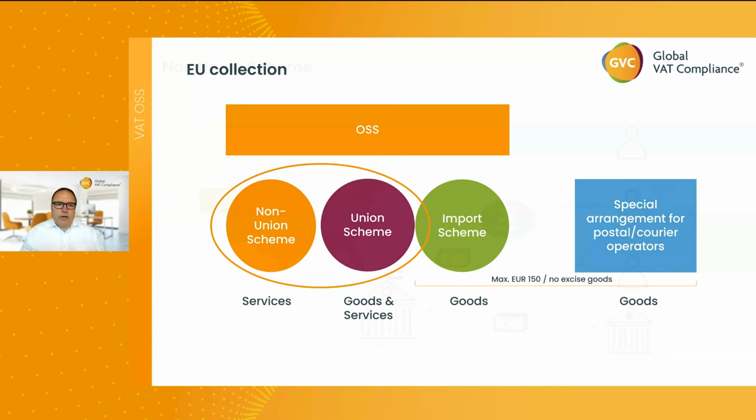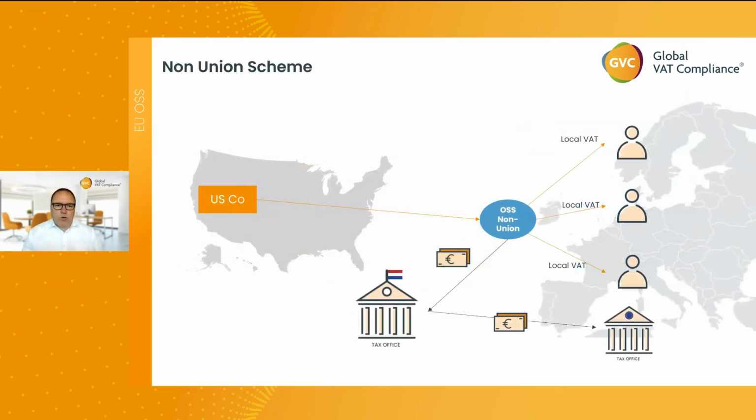How does that look? Well, if we have a US company selling digital services out of Silicon Valley, they can register, for example, with the Netherlands tax office for the OSS non-union scheme. They can sell their products to consumers in every part of Europe, then report the VAT via the OSS non-union scheme in the Netherlands, pay the tax to the Netherlands tax authority, and then they divide the VAT to the other countries. You can say this is a very simplified way because you have one VAT return where you can report the VAT for one of the largest trading blocks in the world. So that's definitely a simplification.